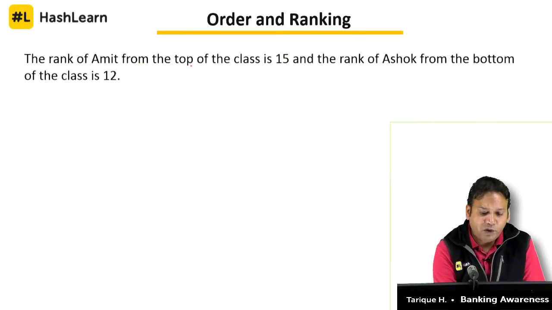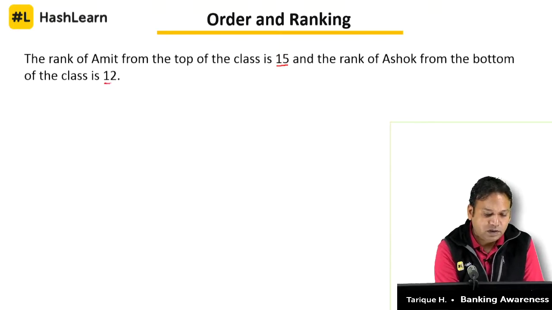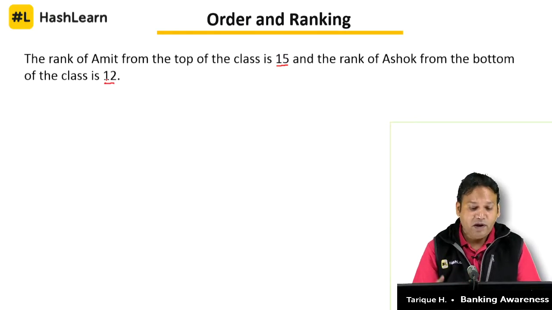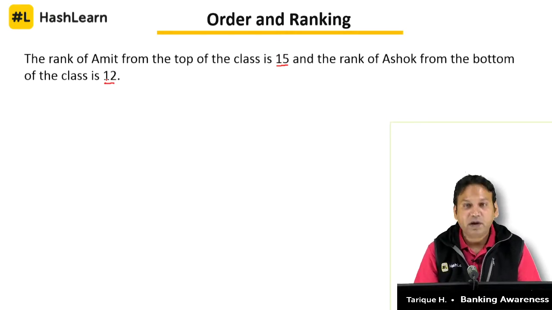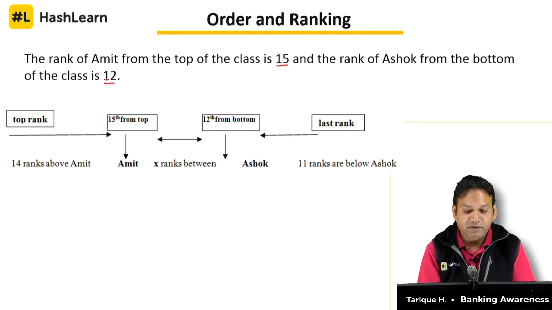This concept about rank of a person from top and bottom, let's see here also. The rank of Amit from the top of the class is 15 and rank of Ashok from the bottom of the class is 12. Now we don't know the rank of Amit from the bottom. We know rank of Amit from the top and we know the rank of Ashok from the bottom. So what are the different possibilities that can happen? We look at the different possibilities. I have tried to cover these things here.